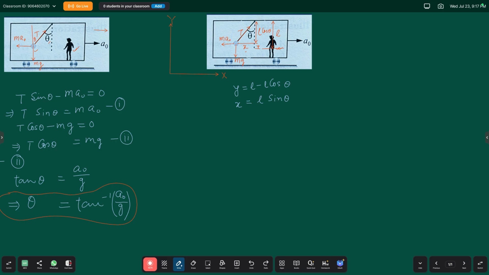All the forces acting over here are conservative forces. So we should think of the work done by pseudo force plus work done by gravity force plus work done by tension force on the bob will be the change in the kinetic energy of the bob.